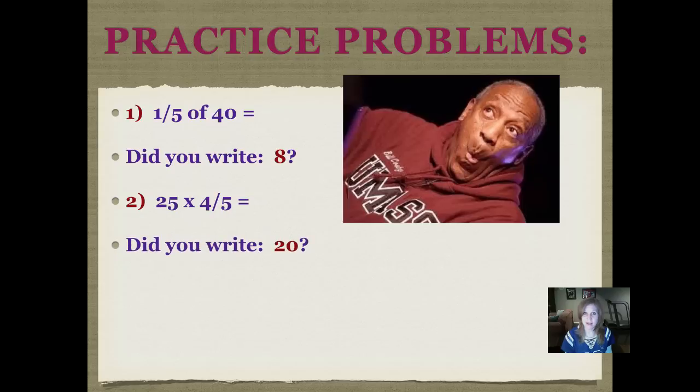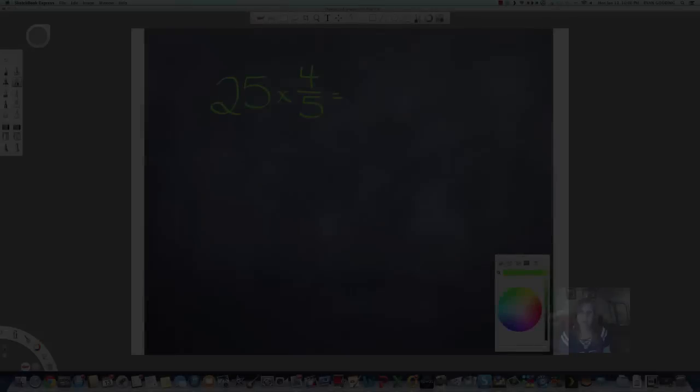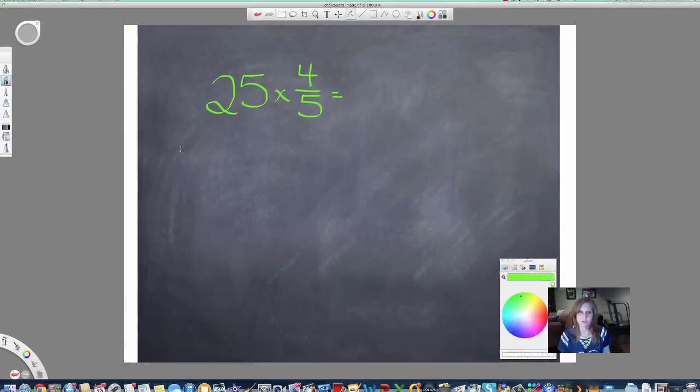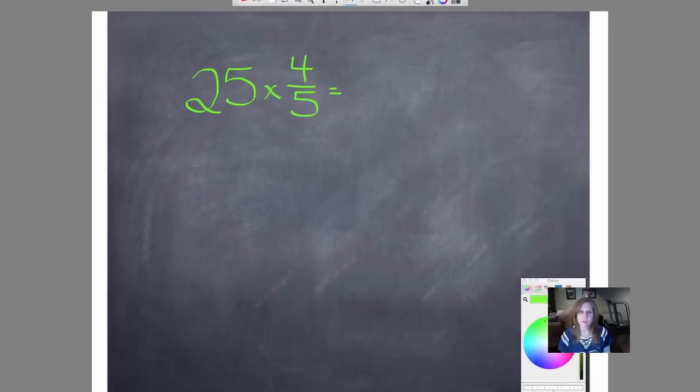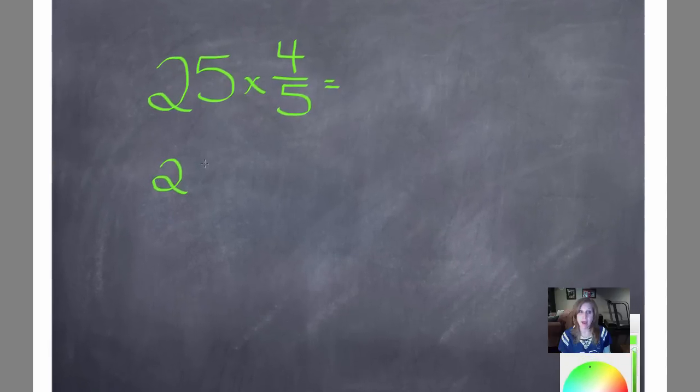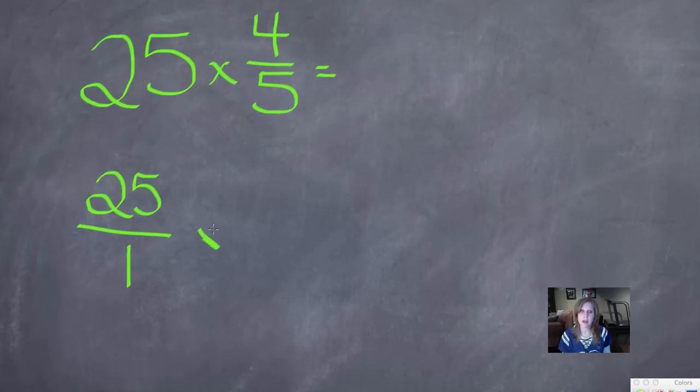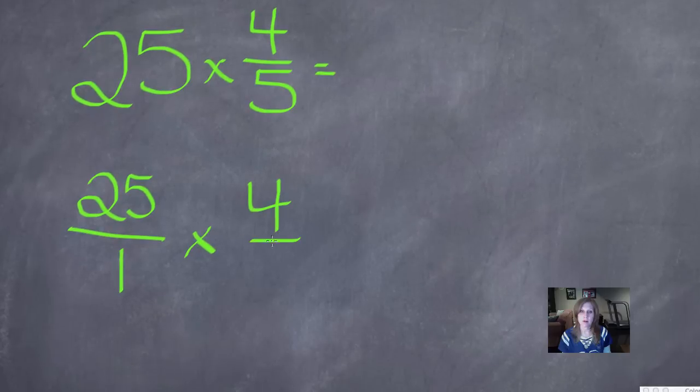Did you write 20? Let's see how we got that one. So I rewrote the problem, 25 the whole number times 4/5 the fraction, and I'll rewrite my whole number 25 as a fraction, 25 over 1 times 4/5. And now I can multiply my numerators. 25 times 4. Well, if we think of quarters and dollar bills, we know that 25 times 4 is 100.